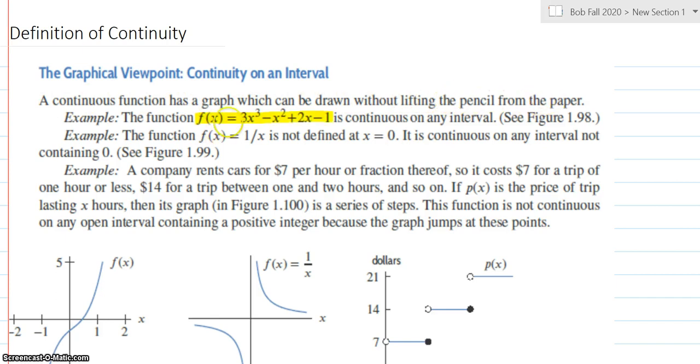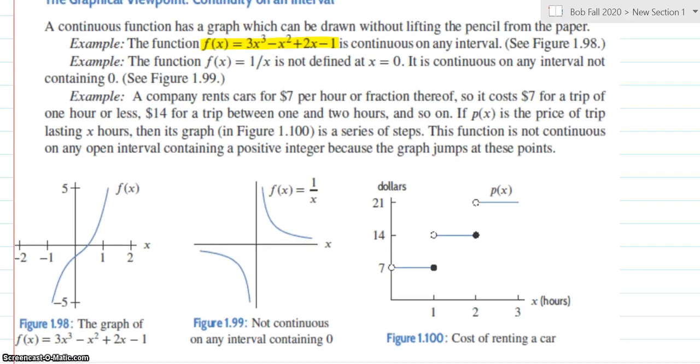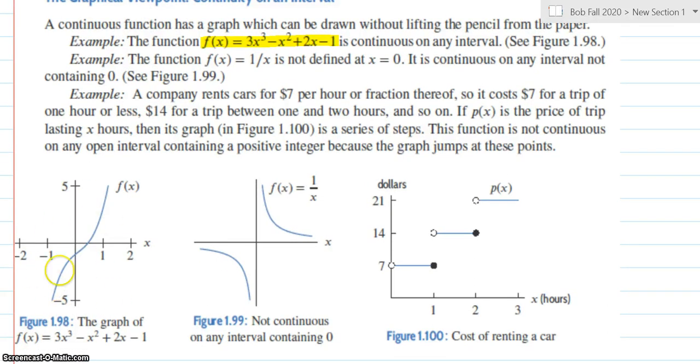For example, let's look at this function. This function is a polynomial, and it turns out that all polynomials are continuous on any interval. The graph of this particular polynomial is right here down in this figure. Here it is. And you can see if I go from left to right and I draw this graph, I never have to lift my pencil. So it is continuous. And again, that happens with all polynomials.